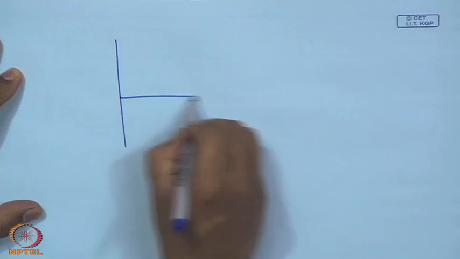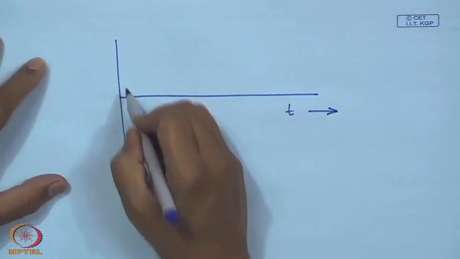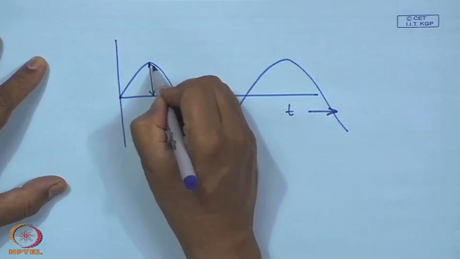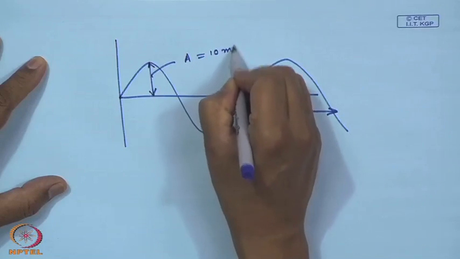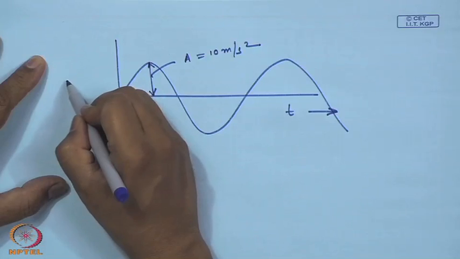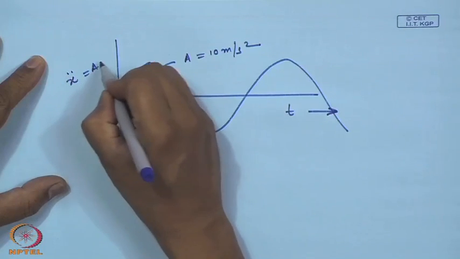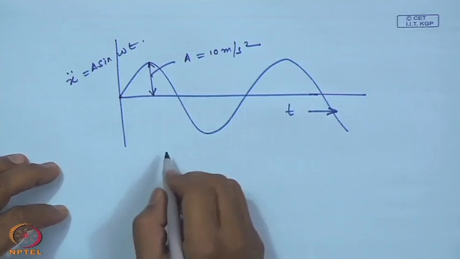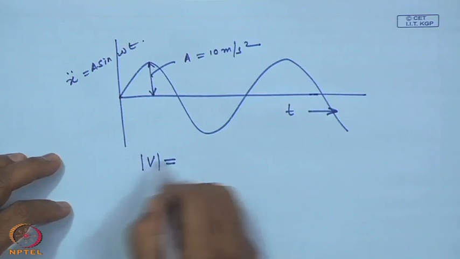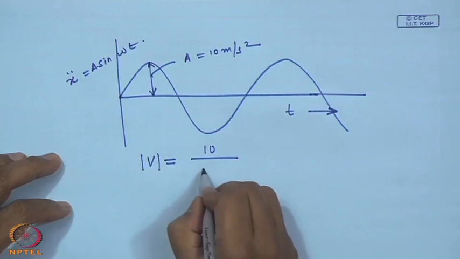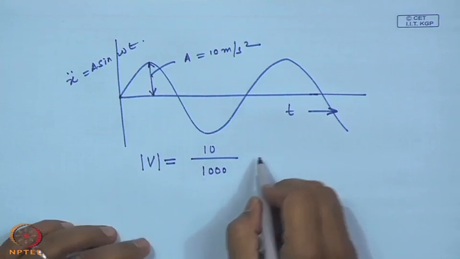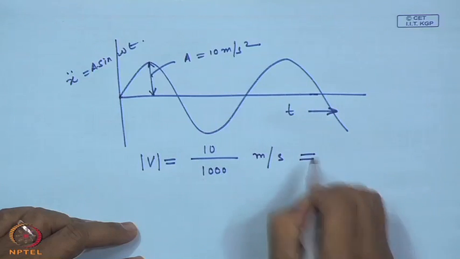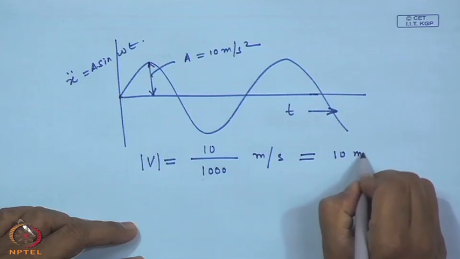if I was to plot the time history of such a signal, so this value A is nothing but 10 meters per second square. This is the acceleration waveform. Okay. So, in this case the velocity will be nothing but 10 divided by omega, which is 1000. So, this will come to 0.01 meters per second. So, this will correspond to 10 millimeter per second.